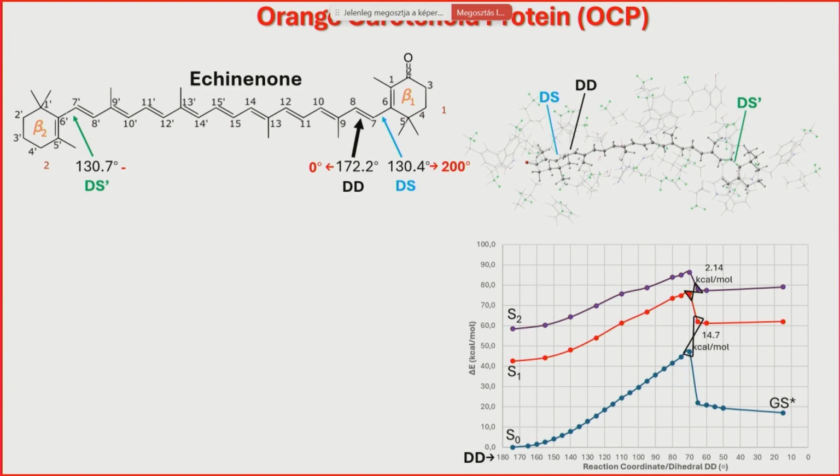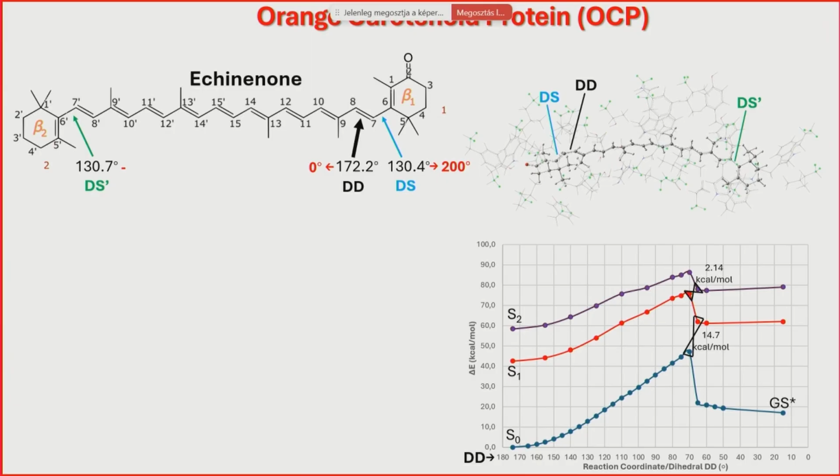We can also see that the closest points between the potential energy surfaces are rather close here, on the S2 to S1, which means that the DD is kind of the main degree of freedom that connects the hop from the S2 to the S1. While from the S1 to the S0, probably another degree of freedom is required.